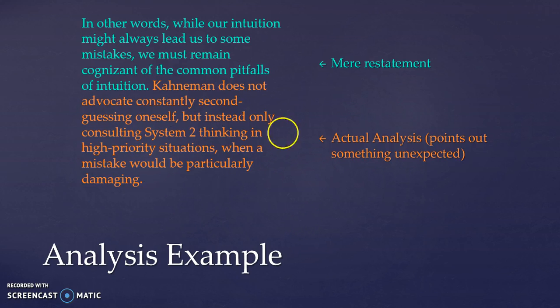So here's another one. In other words, while our intuition might always lead us to make some mistakes, we must remain cognizant of the common pitfalls of intuition. So this restates what the quote says. The actual analysis points out something unexpected. Kahneman does not advocate constantly second-guessing oneself, but instead only consulting System 2 thinking in high-priority situations when a mistake would be particularly damaging. So it's sort of saying a little more, pointing out something that you wouldn't necessarily immediately see from the text. That's analysis.